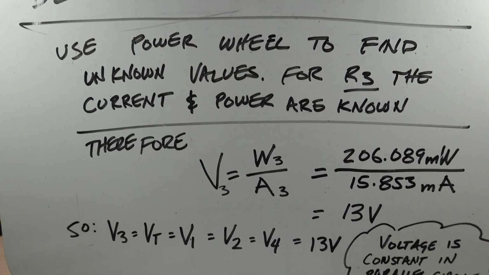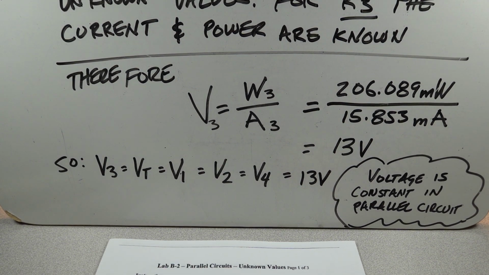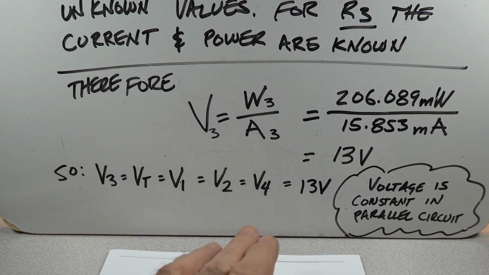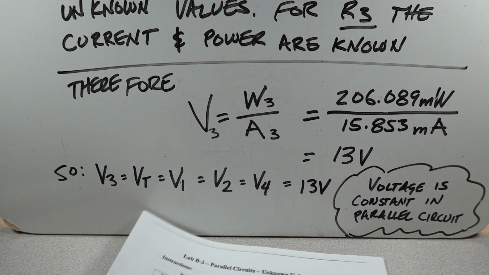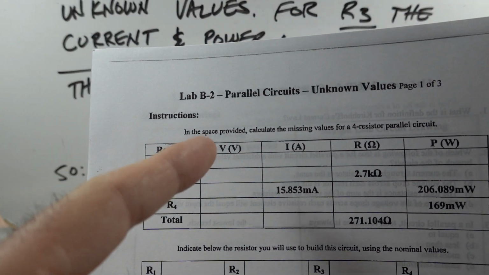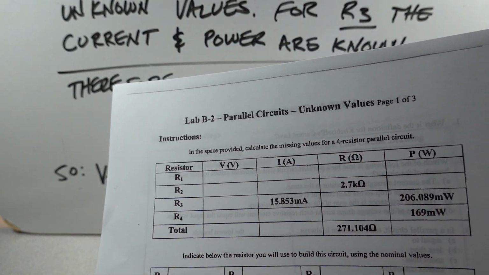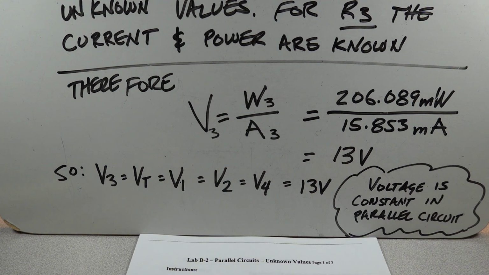And remember, this is a parallel circuit, so voltage will be constant. So once I find the voltage for R3, I know the voltage in all those cases, and I can simply fill that voltage right here and then finish the rest of the chart. So that's where you're going to start on this lab, doing the calculations.